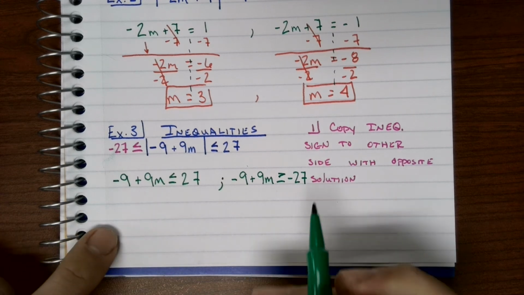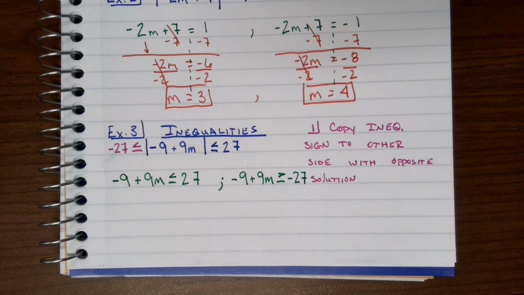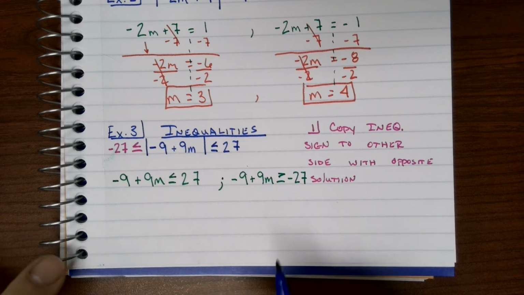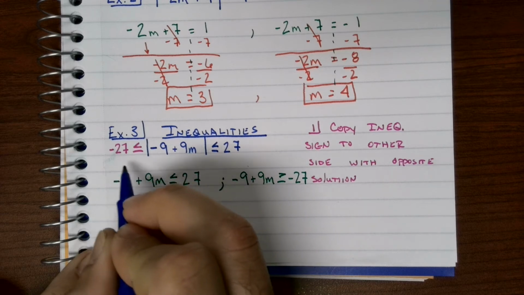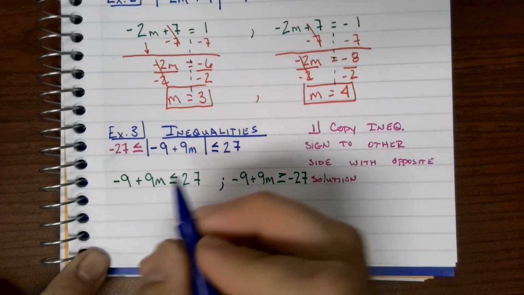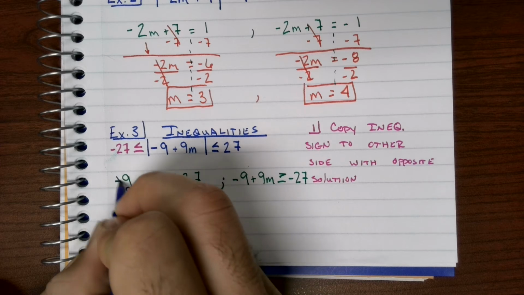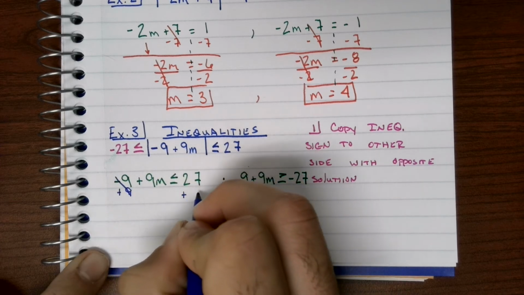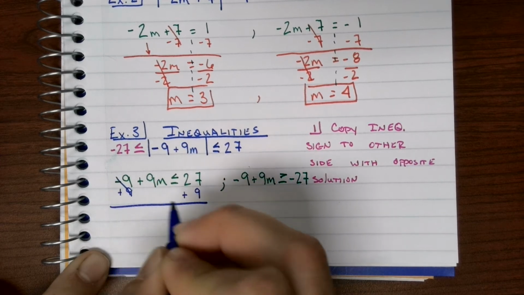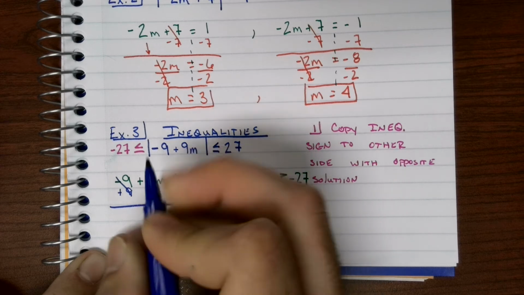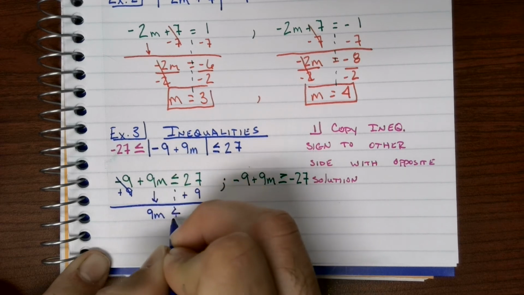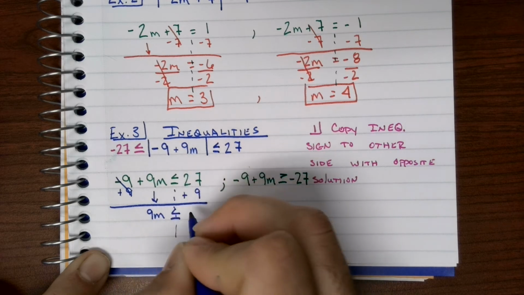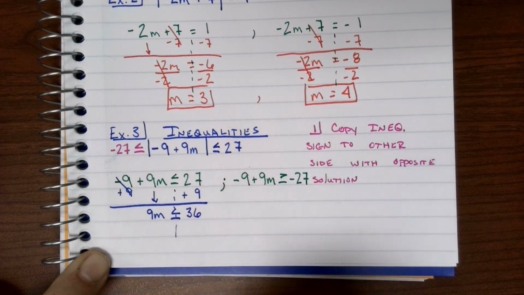When we solve, we're going to do this just like any other inequality. First thing I get rid of here is my negative 9. What's the opposite of negative 9? Positive 9. What you do to one side, do to the other. What's left over here is 9m. Bring down my sign. And 27 plus 9 is 36.